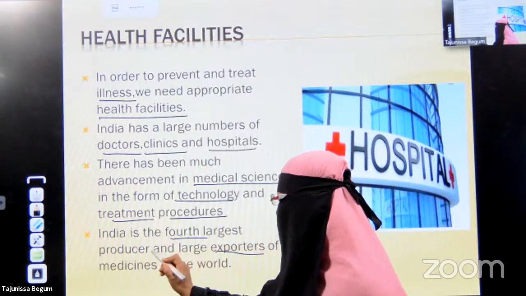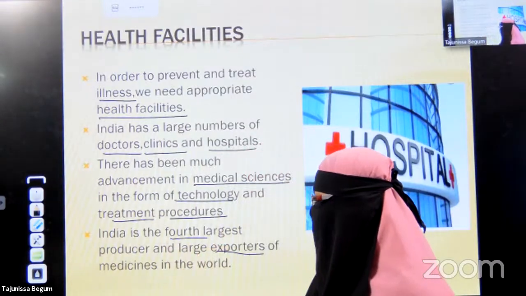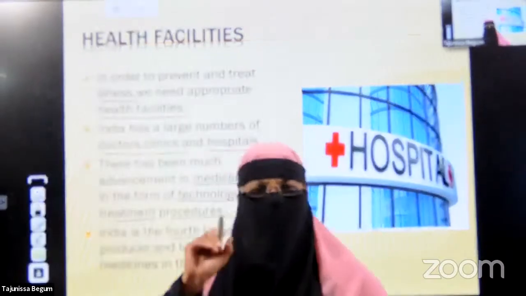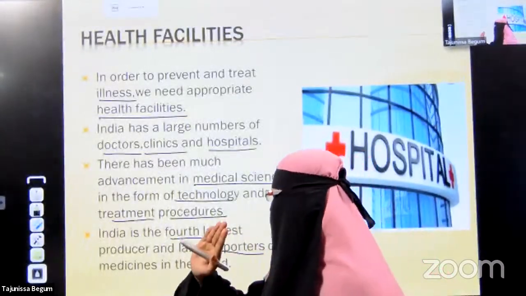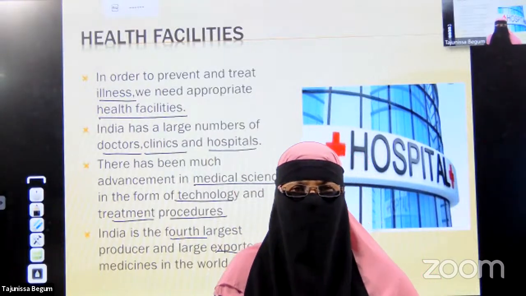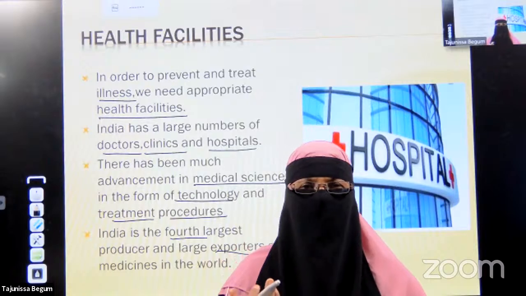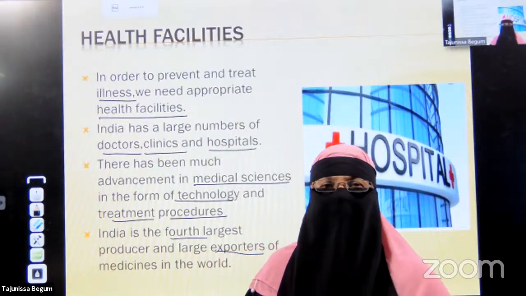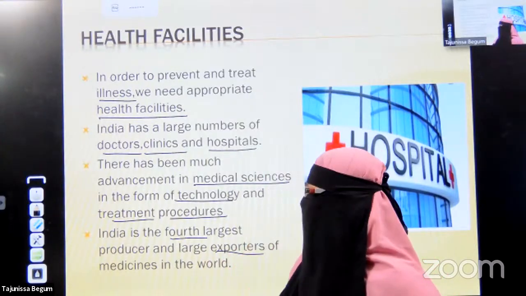India is the 4th largest producer and a large exporter of medicines in the world. You all know that? Please make a note that India is in 4th place in producing and exporting medicines. So yes, we have to be proud that we are citizens of India, and our country is producing medicines and we are in 4th place.